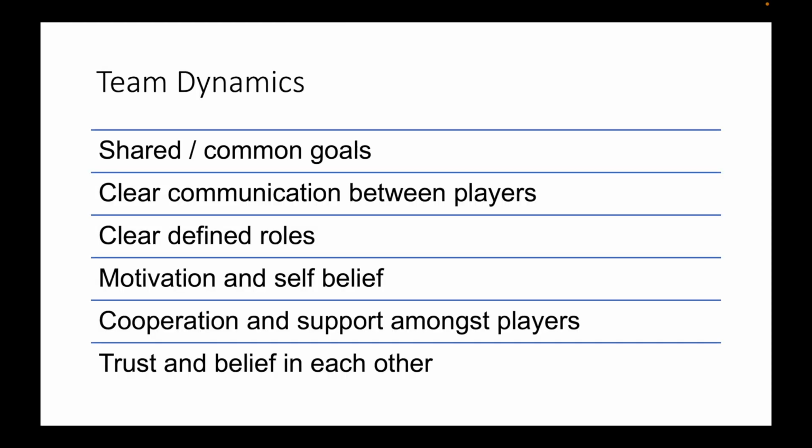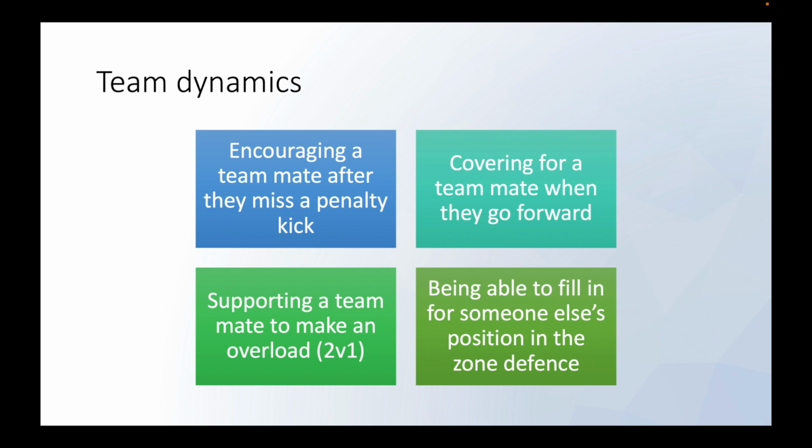Now, ways in which we can develop team dynamics are about having clearly defined roles within the team. It's about having clear communication between players, and it's also about trusting and believing in each other. And if you can do that, then you're going to develop really good team dynamics and relationships with each other.